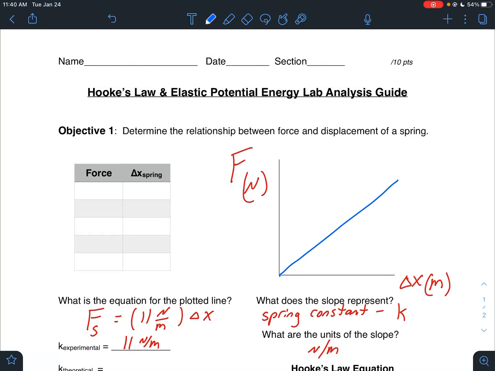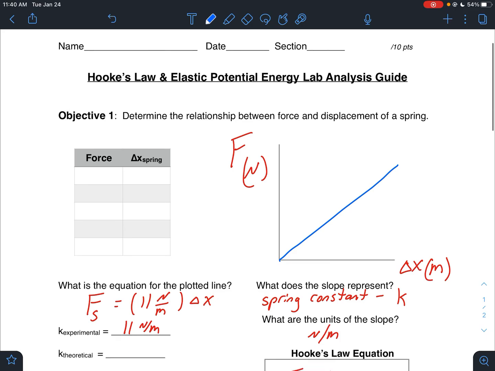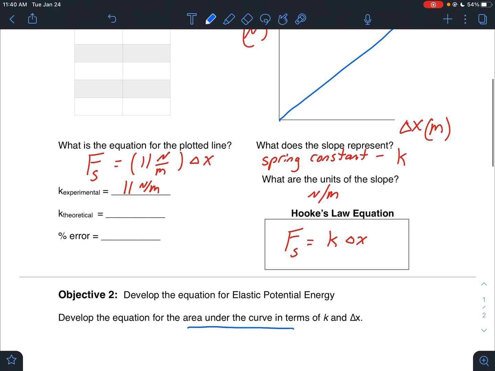Hello everyone, this video is going to review Objective 2 for our Hooke's Law and Elastic Potential Energy Lab. So for Objective 2, we are looking to develop an equation for elastic potential energy by looking at the area under the curve of our graph.